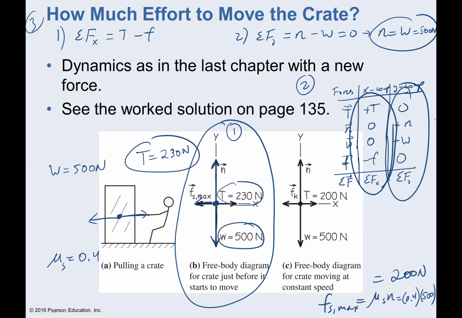That means when you apply a tension force of 230, the maximum the surface can prevent is 200, and that's not enough to keep the crate at rest, so the crate will accelerate. The acceleration is due to the fact that tension is stronger than static friction. As soon as the crate starts moving, the friction becomes kinetic friction, and you don't have to pull that hard anymore. You can pull with 200 Newtons because that's already enough, since kinetic friction is less than static friction. All right, that's what we have with this type of problem.